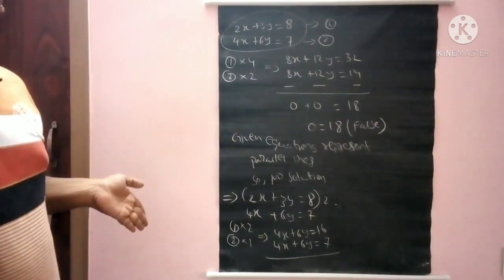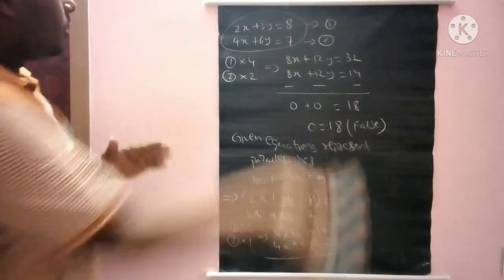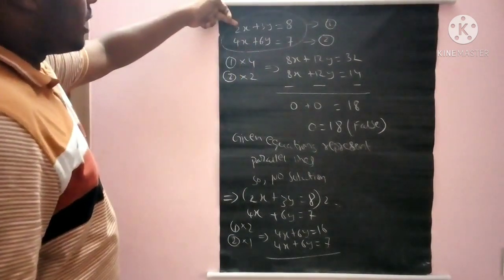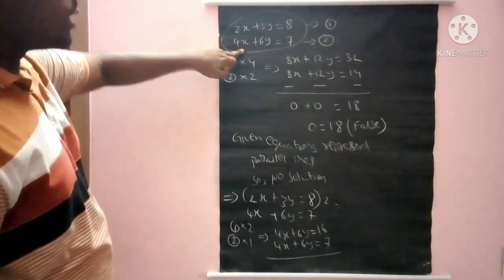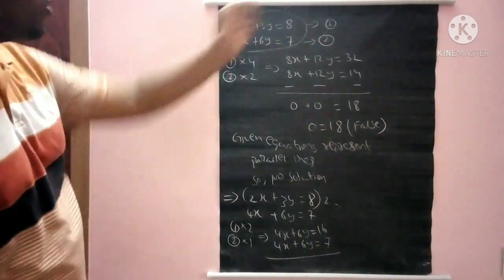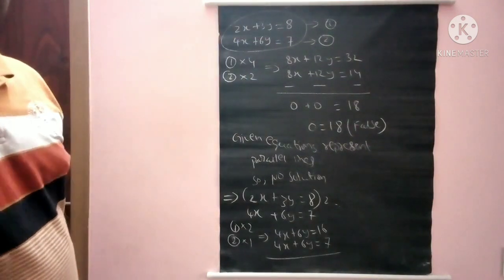Or if you are unable to think, or you are confused a bit, then blindly follow this. If you want to make the x coefficients equal, multiply the first equation with the second equation's x coefficient, then the second equation with the first equation's x coefficient. If you want to make the y coefficients equal, do the same way.